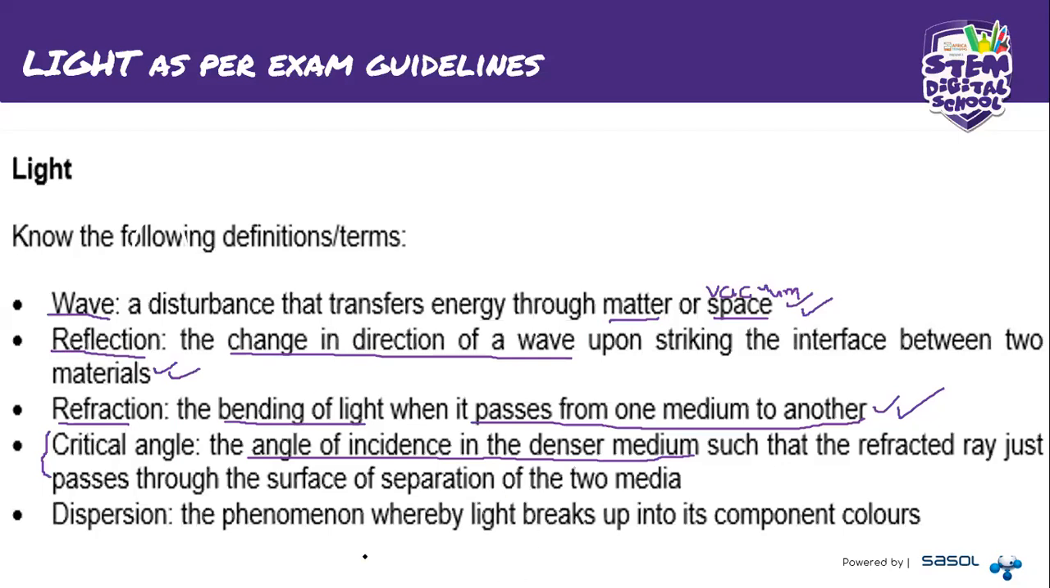Firstly, it's an angle of incidence and it must be in the denser medium, and you need to specify that because you won't get a critical angle in a less dense medium. It will be in the denser medium, in other words, in the more optically dense medium, such that the refracted ray, so we will still have refraction, and that refracted ray will just pass through the surface of separation of the two media.